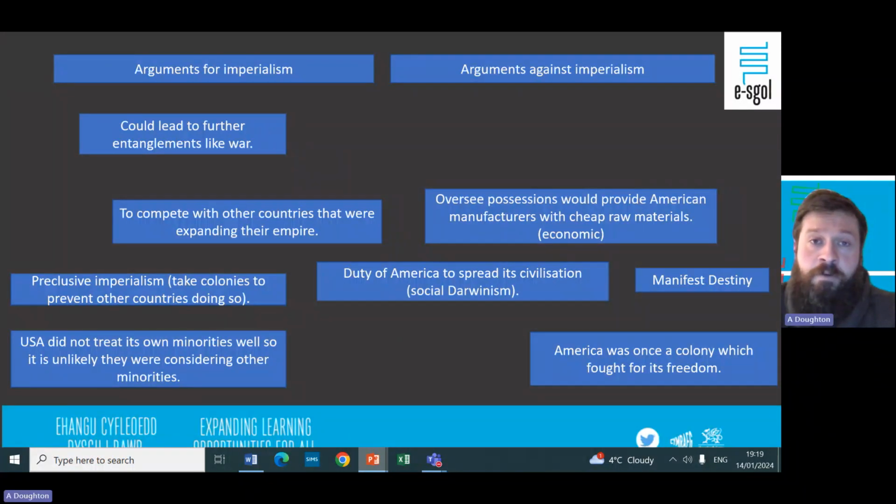Again, manifest destiny, which we've already looked at, would be an argument for imperialism. Some used the argument that the US didn't treat its own minorities well, so it was unlikely they were doing it for good reasons, which would be an argument against imperialism. Also, America was once a colony which fought for its freedom. That would be an argument against imperialism.